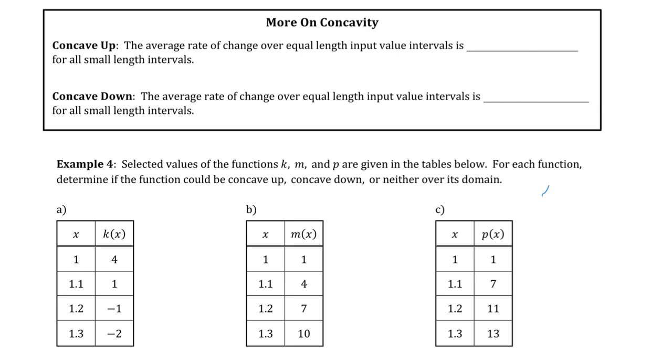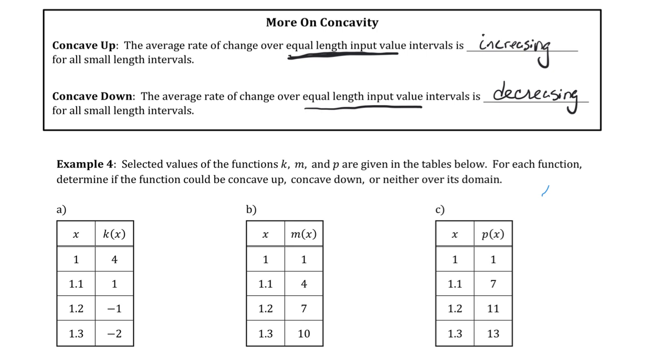So it says the average rate of change over equal length input values. That's important. Our x values jump the same amount. The intervals are increasing if it's concave up for those small intervals, okay? The converse of that is if the average rate of change, the slope, for equal length input intervals is decreasing over those small length intervals. So if it's concave down, your slopes should be getting smaller, all right?